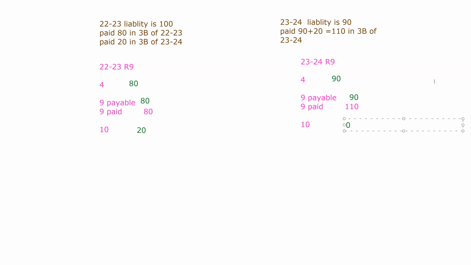Now, when I do a line to line addition, my table 4, which is 80 plus 90, I have shown 170 in total. Table 9 payable, I have shown 170. My paid is showing 110 plus 80, 190. And table 10 is 20. So which means my total payable and paid, when I add multipliers, it is matching. This is how I am proposing for reporting.